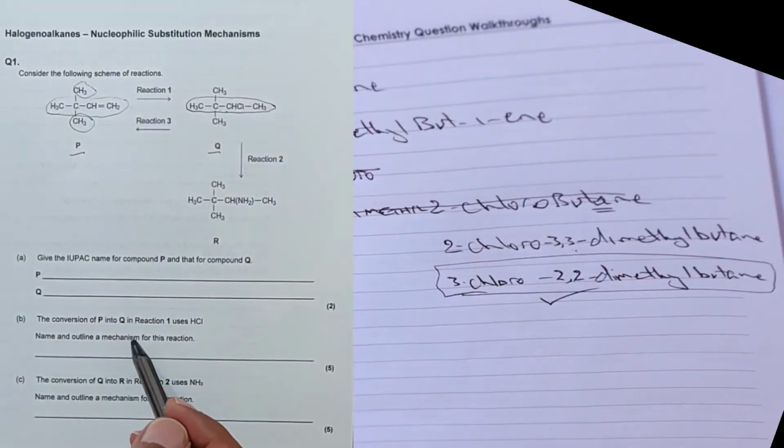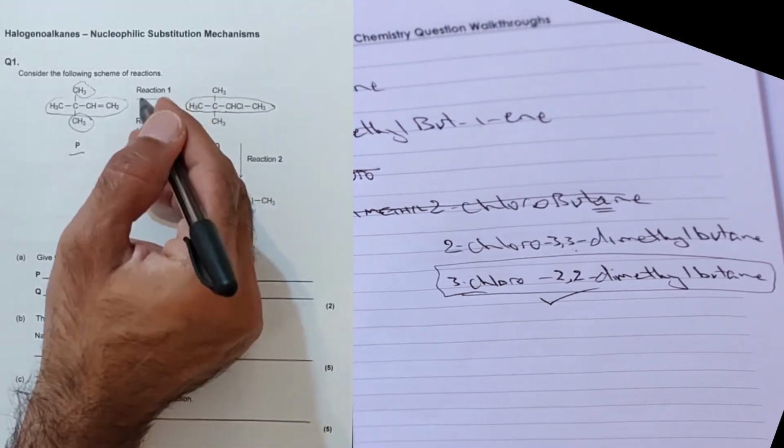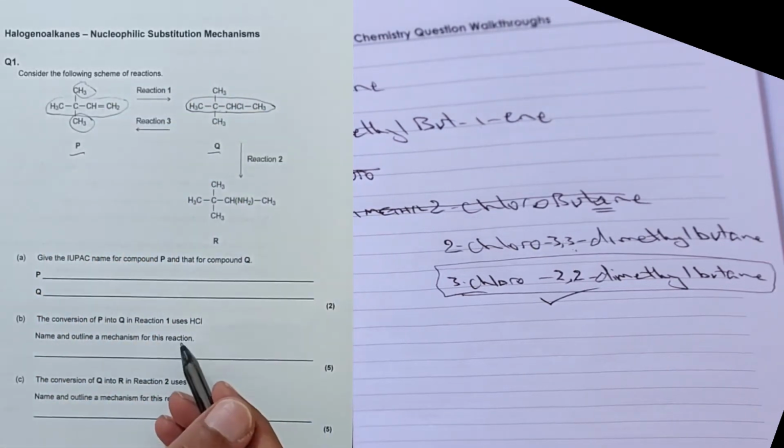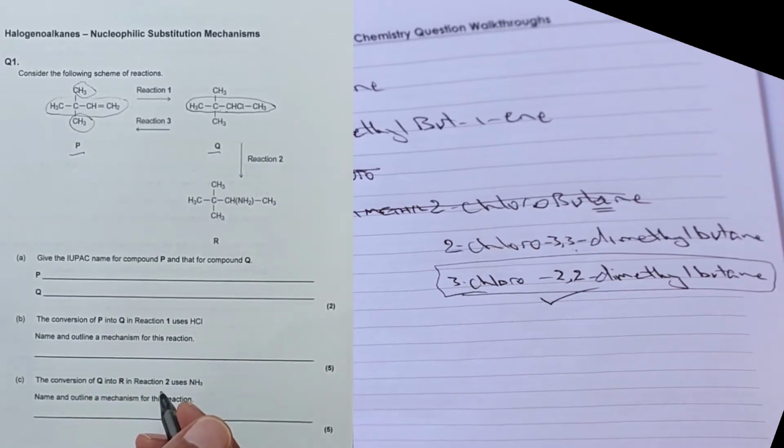The conversion of P into Q in reaction 1 uses HCl. So there's my reaction 1 going from there to there. Uses HCl. Name and outline the mechanism for this reaction. Now, I don't know about you lot, but I actually end up drawing the mechanism, or outlining the mechanism, before I name it, because then I understand what's happening. But if you know the mechanism just by looking at it, and you can name it initially and then outline it, entirely up to you, your choice. Okay, so outline the mechanism for this reaction.